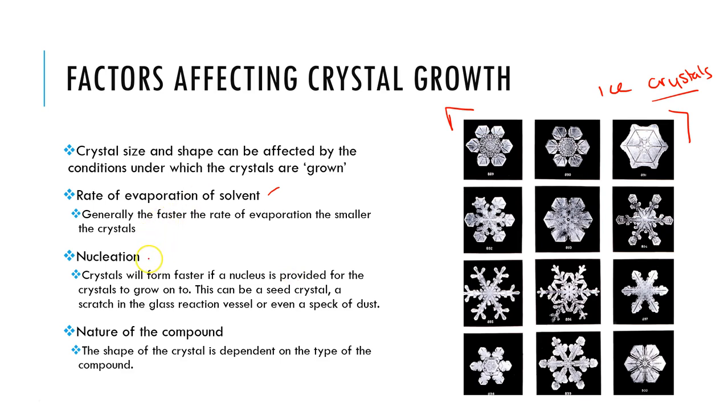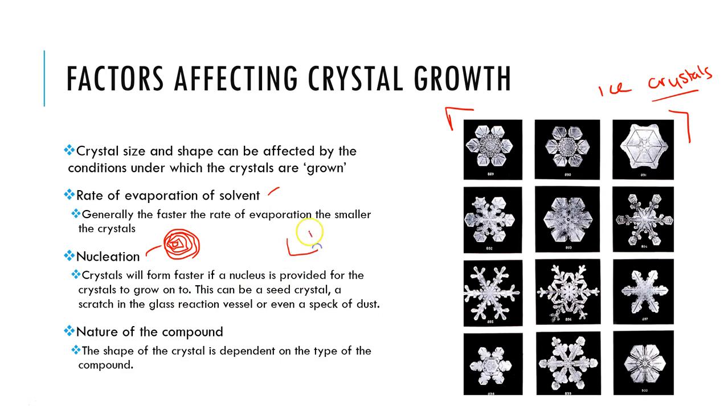We can also do nucleation. This is where we provide a seed crystal, usually a crystal of the compound we want to crystallize, and the crystals then will grow around that seed crystal, like layers around an onion. The crystals are built up layer by layer, and the crystals seed onto this or grow onto this. So we have a seed crystal.